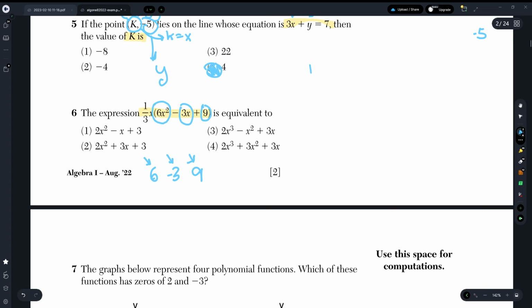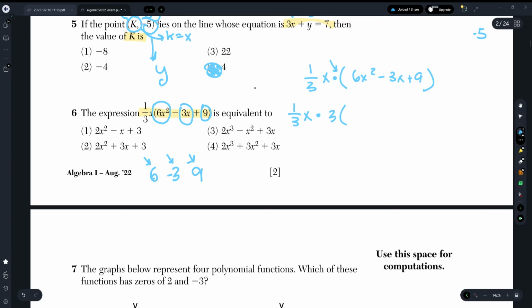So here I have 1 over 3x, 6x squared minus 3x plus 9. So I know that each one of these numbers I can divide by 3. So I'm going to set aside my 1/3 x, and I'm going to keep it there. I know that whatever I have factored out, I'm going to have to multiply by it, right? Because there's this mystery invisible multiplication sign there. I'm just going to factor out 3.